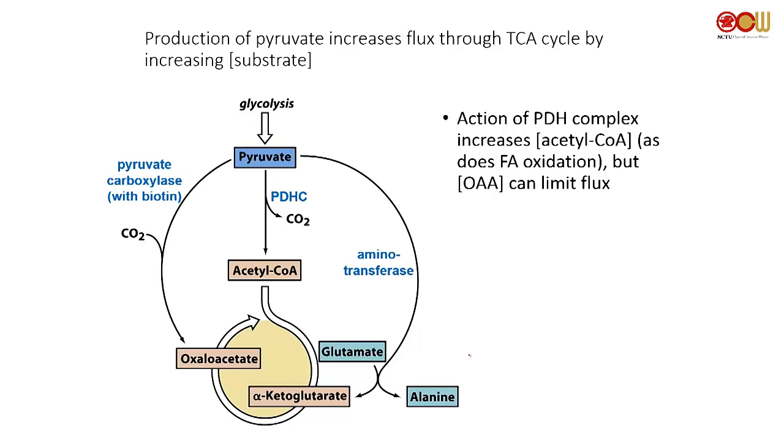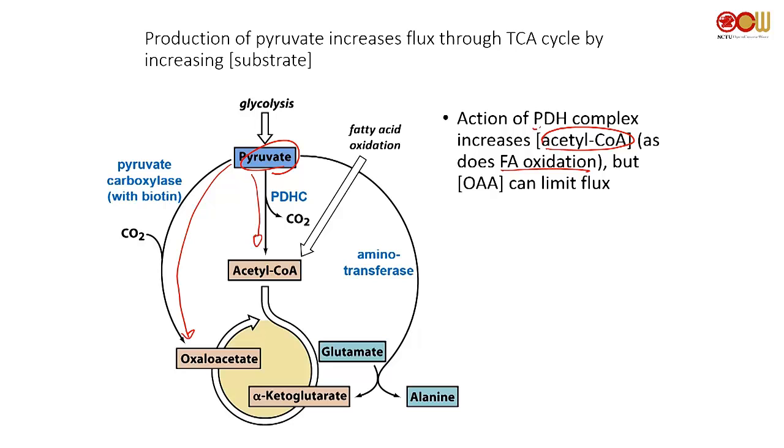It turns out the production of pyruvate will actually increase the flux through the TCA cycle by increasing the substrate concentration. The action of the pyruvate dehydrogenase complex will increase the acetyl-CoA pool, as does fatty acid oxidation. Now oxaloacetate can limit that flux, but basically pyruvate is the branch point between the anaplerotic reaction to oxaloacetate and the reaction to acetyl-CoA. So the pyruvate pool is very important for the TCA cycle. Does that make sense?